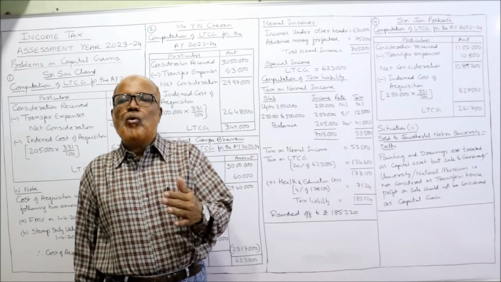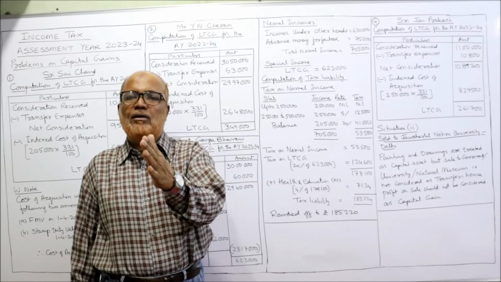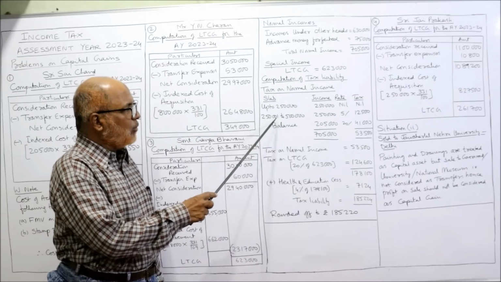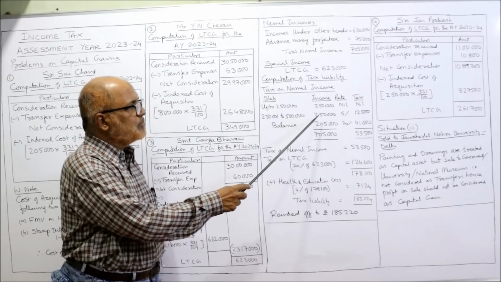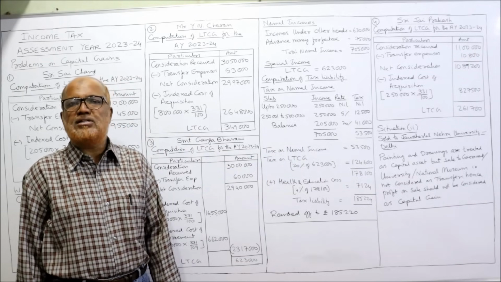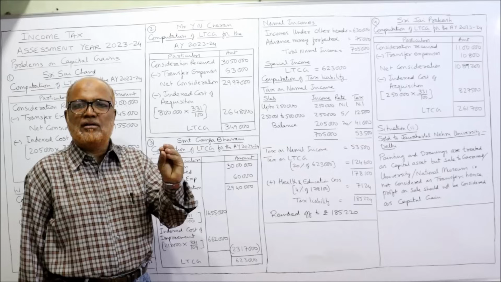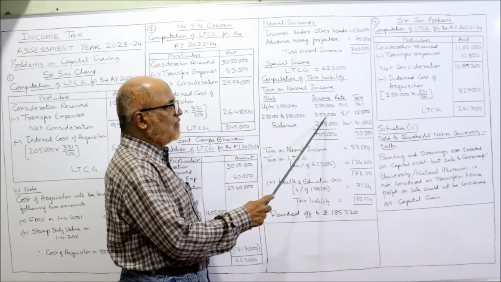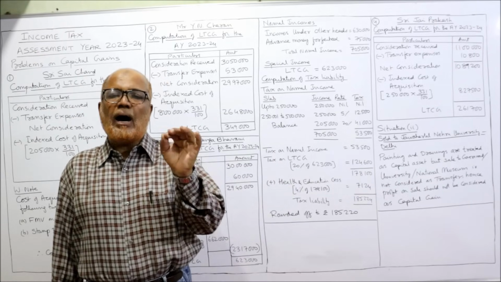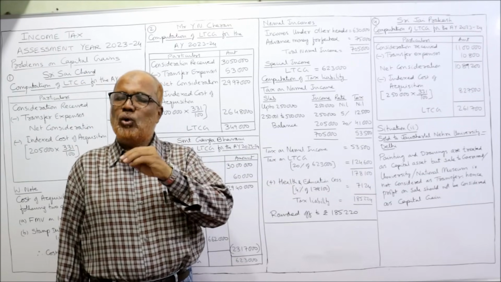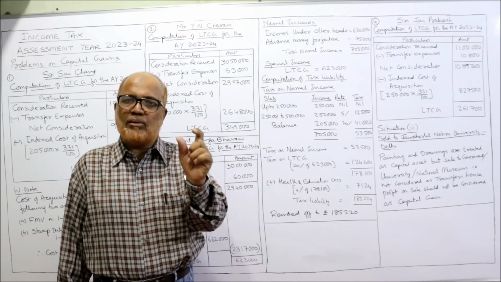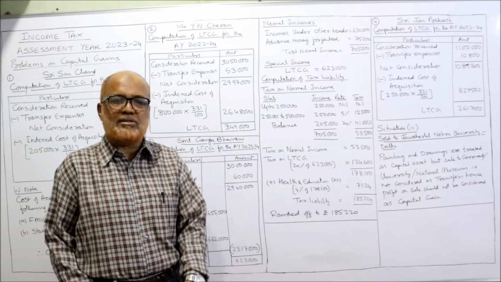The second slab goes from 2,50,001 to 5 lakh. From 2,50,001 rupee to 5 lakh, the income comes to 2,50,000, right? On this, the slab rate is 5%. So 5% of 2,50,000 is 12,500. These rates you have to remember. Up to 2,50,000, zero, no tax. From 2,50,001 to 5 lakh, the income comes to 2,50,000, on which 5%.